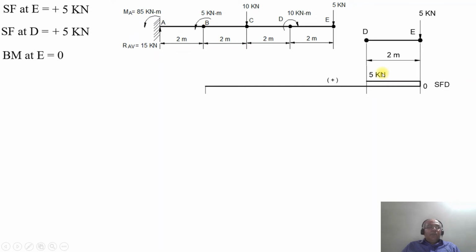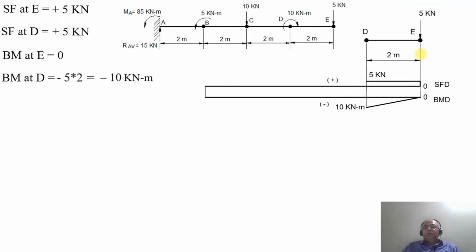Now what will be the bending moment at the point E? The bending moment at the point E will be equal to 0, and the bending moment at the point D will be equal to, as the load is acting downwards, the beam is going to try to bend in the downward direction. So that means it is going to hog. So that means minus 5 into 2 will be equal to minus 10 kilonewton meter. So it will be a linear line between E and D, that is from 0 to minus 10 kilonewton meter.